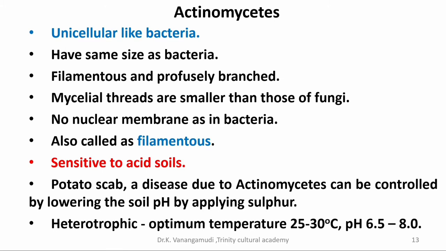They are unicellular like bacteria and have the same size as bacteria. They are filamentous and profusely branched. The mycelial threads are smaller than those of fungi. No nuclear membrane as in bacteria, also called filamentous bacteria. They are very sensitive to acid soil. Potato scab, a disease due to actinomycetes, can be controlled by lowering the soil pH by applying sulfur. They are heterotrophic and the optimum temperature is 25 to 30 degrees Celsius with 6.5 to 8 pH.